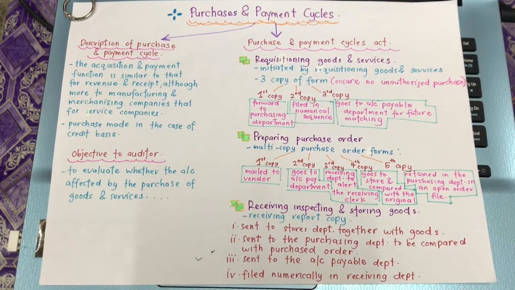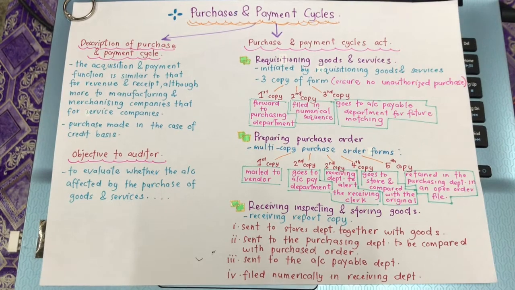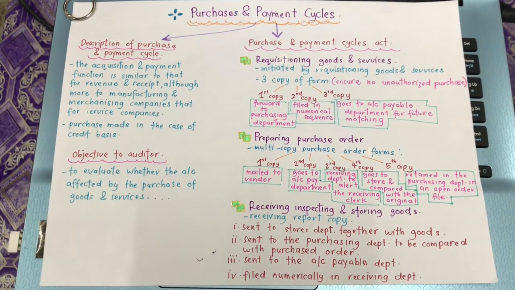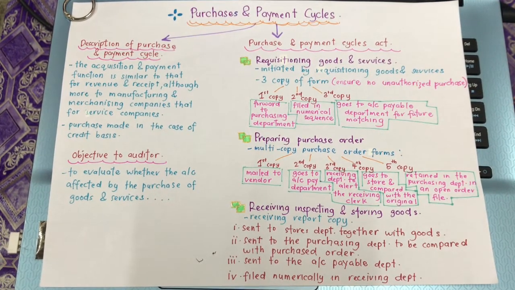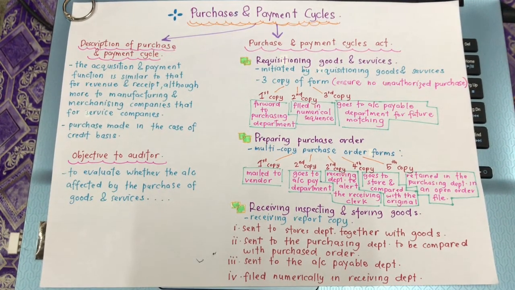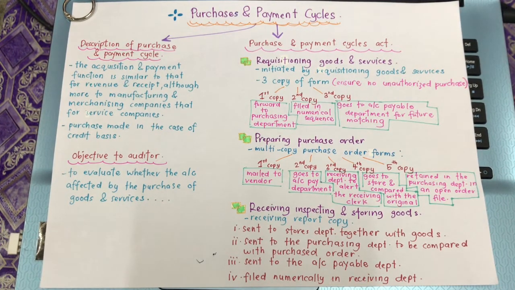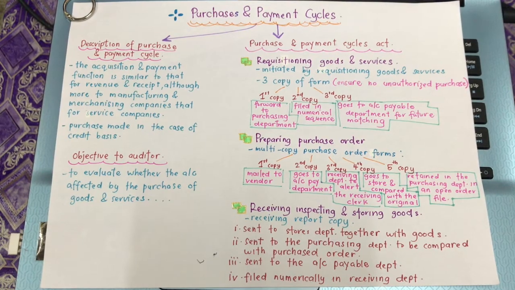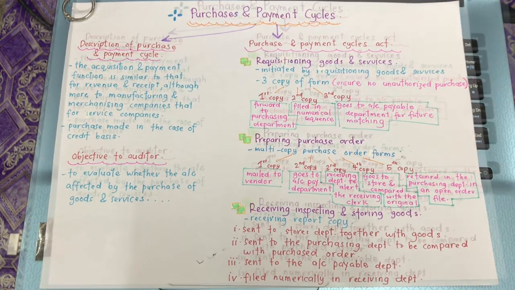There are three activities of the purchases and payment cycle. Number 1, requisitioning goods and services. This is initiated by a requisition for goods and services, with three copies of the form to ensure that there are no unauthorized purchases. The first copy is forwarded to the purchasing department. The second copy is filed in numerical sequence for future reference. The third copy goes to the accounts payable department for future matching.